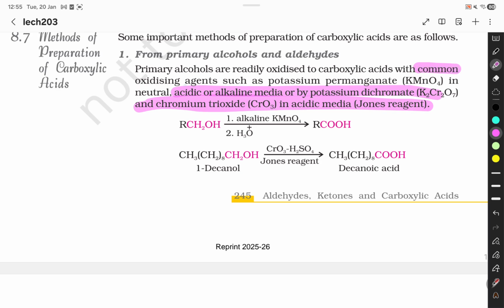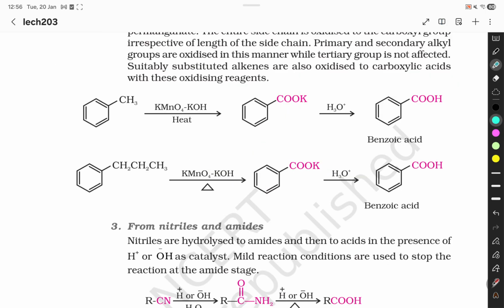Common oxidizing agent used is alkaline KMnO4 followed by H3O plus. Then you have Jones reagent, which forms decanoic acid from 1-decanol. Then, in presence of alpha hydrogen, when you add H3O plus, only then it becomes your specific benzoic acid and all. Without H3O plus, it'll remain as COO minus.